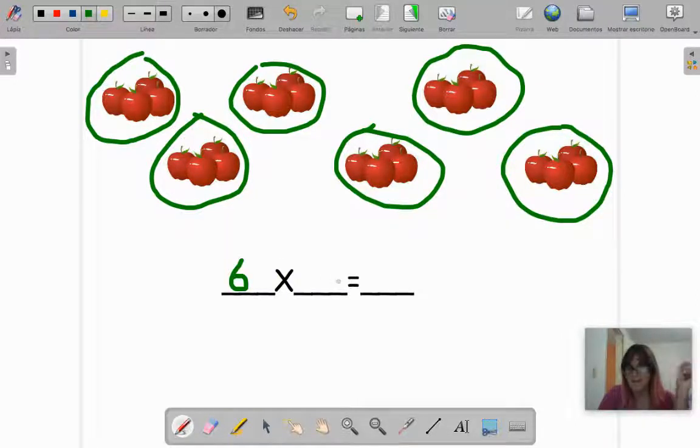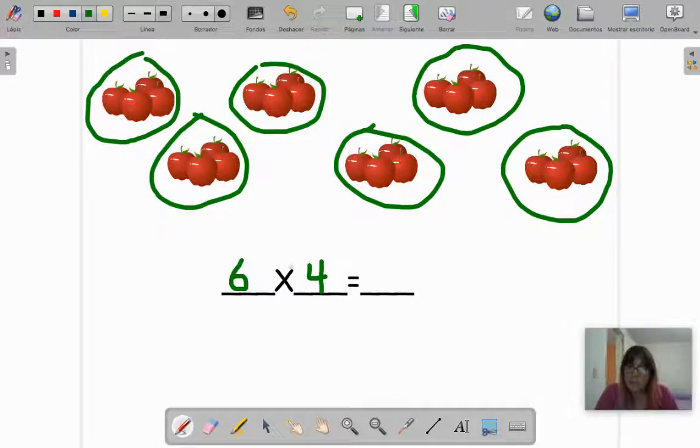How many groups do you have? The other number is how many do you see inside each group? How many are in the first group? 4. The second 4, 4, 4, 4, 4. So that's gonna be your next number. Okay? Let me make it prettier. So this multiplication is gonna be 6 times 4. Because actually that's what we have. We have the number 6 groups and there are 4 inside.